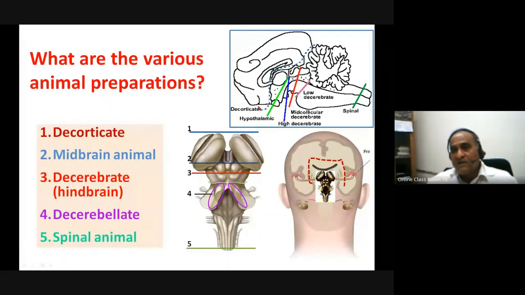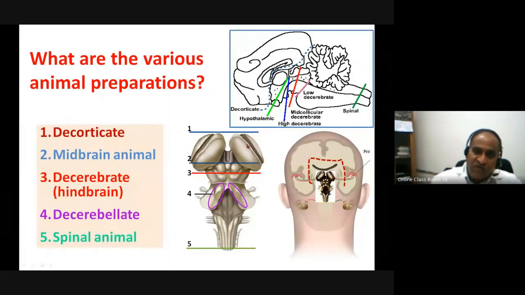And these are the various lesions, indicating that the dotted line here is for the decortication, and this blue line is the midbrain animal, and then this red line is for the decerebrate animal, and the green line is for the spinal animal. Decerebellate is not shown. Decerebellate is cutting up this level.